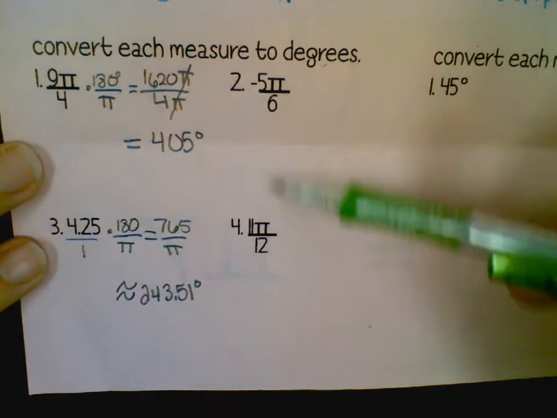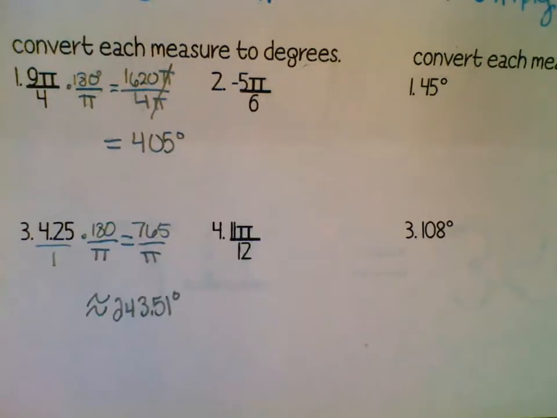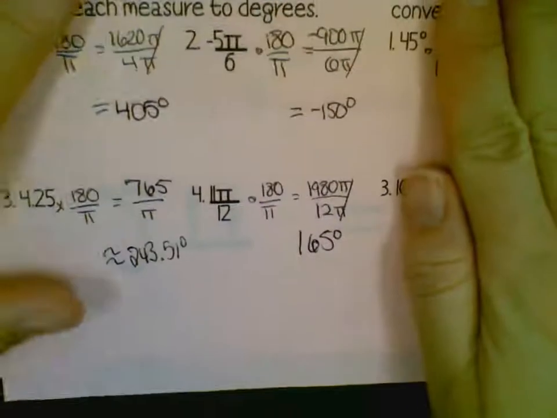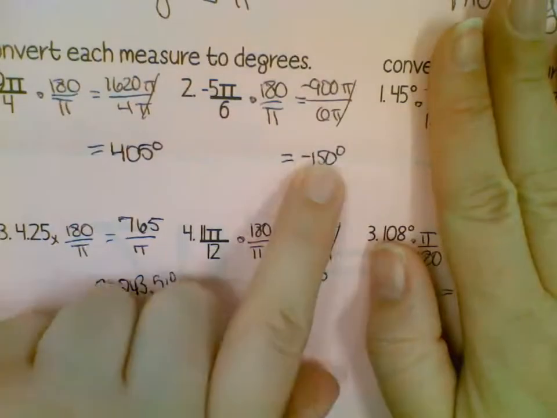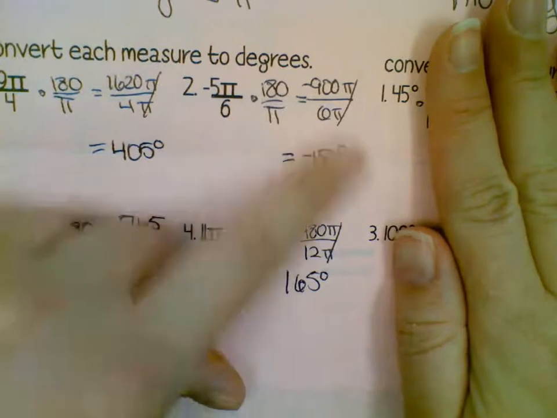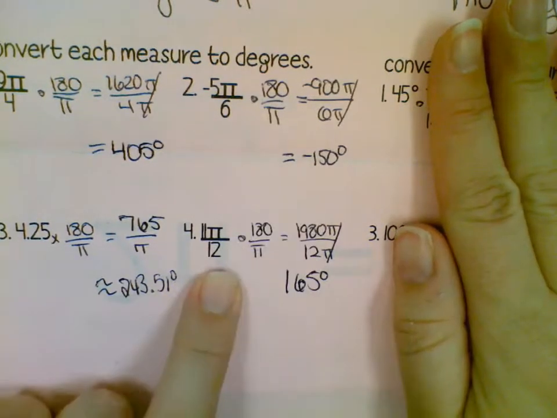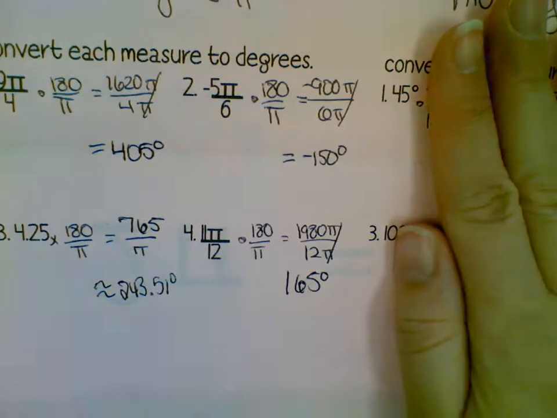Now I'd like you to try examples 2 and 4 on this half and convert those radians into degrees. Pause your video and do examples 2 and 4. Okay, we got negative 150 on this one. We just carry the negative sign over, so negative 150 degrees. And for number 4, we get 165 degrees.